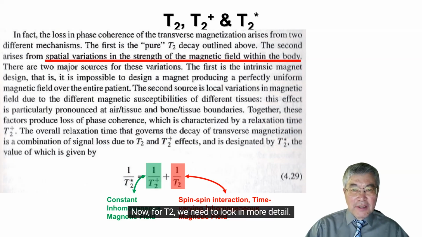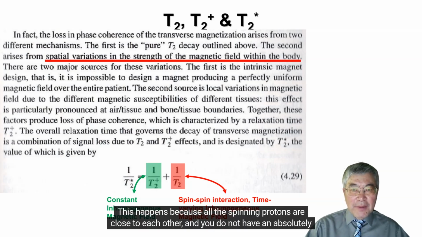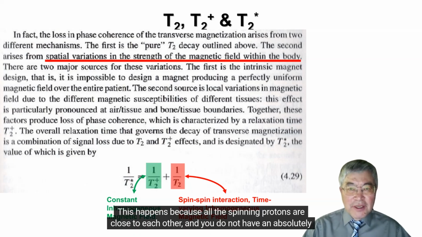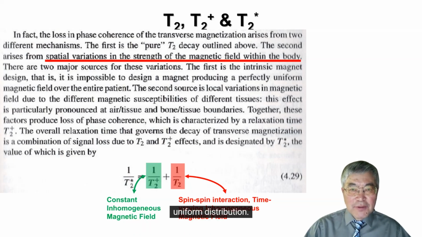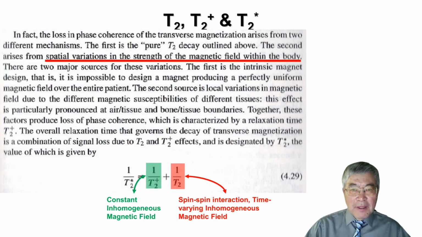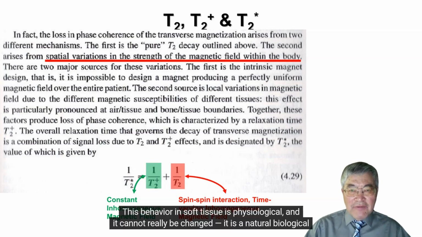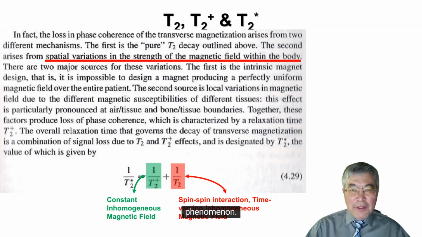Now for T2, we need to look in more detail. T2 has two components and it describes dephasing. The first dephasing is what we call the pure T2 effect or spin-spin interaction. This happens because all the spinning protons are close to each other and you do not have an absolutely uniform distribution. If you look microscopically, the spins interact with one another and there are fluctuations in the local magnetic field. These effects are called pure T2, shown here in red, and they are due to spin-spin interaction. This behavior in soft tissue is physiological and it cannot really be changed. It is a natural biological phenomenon.